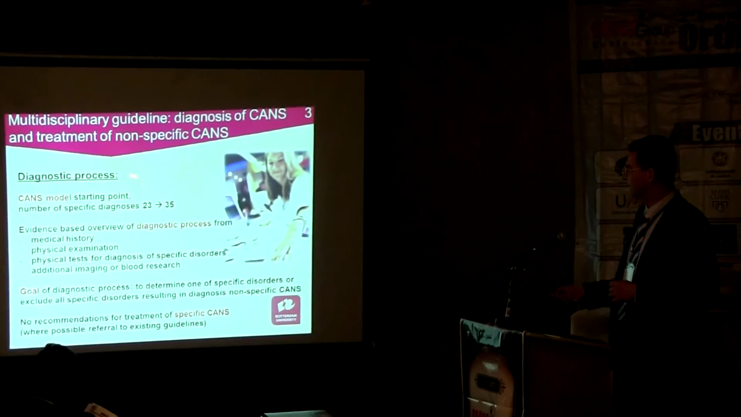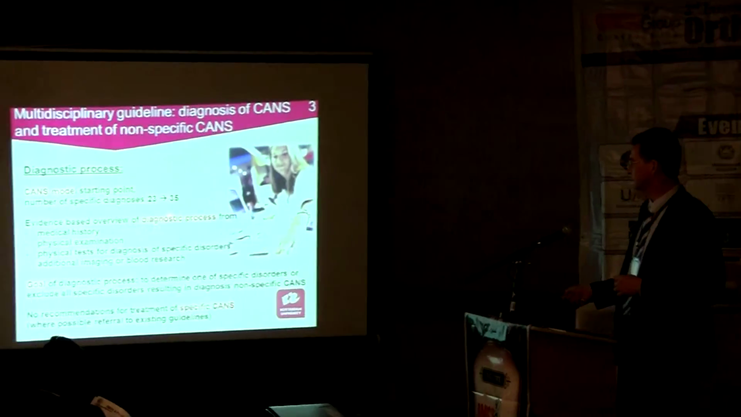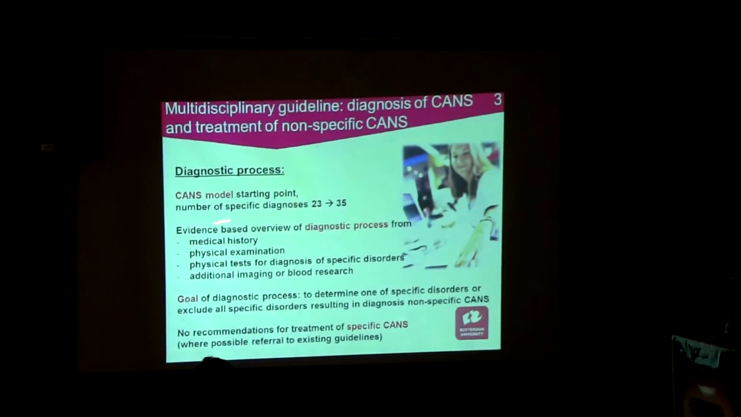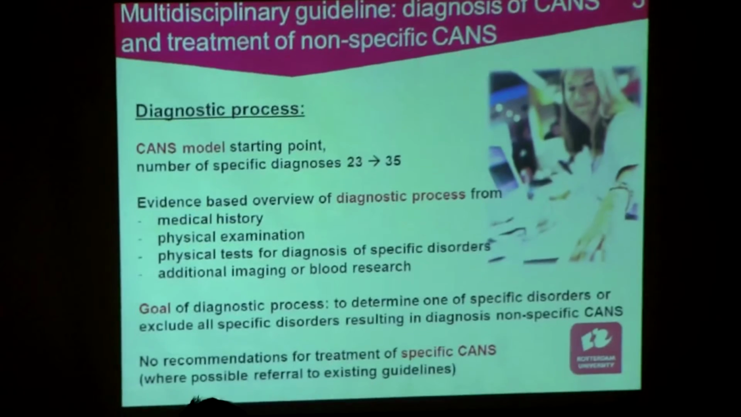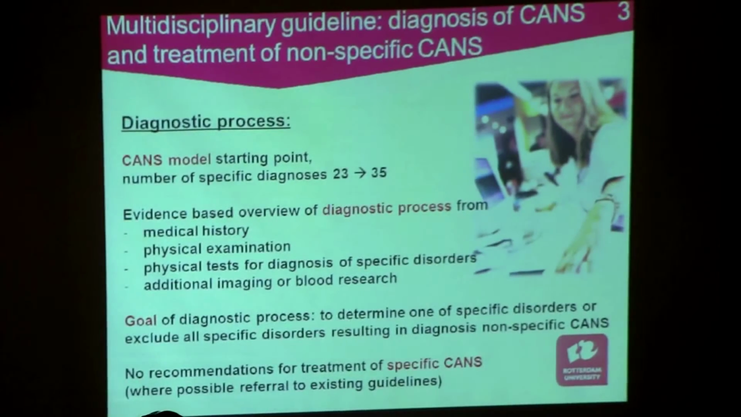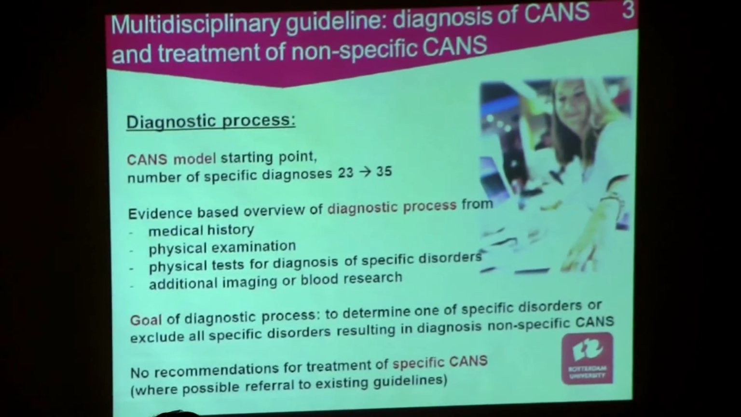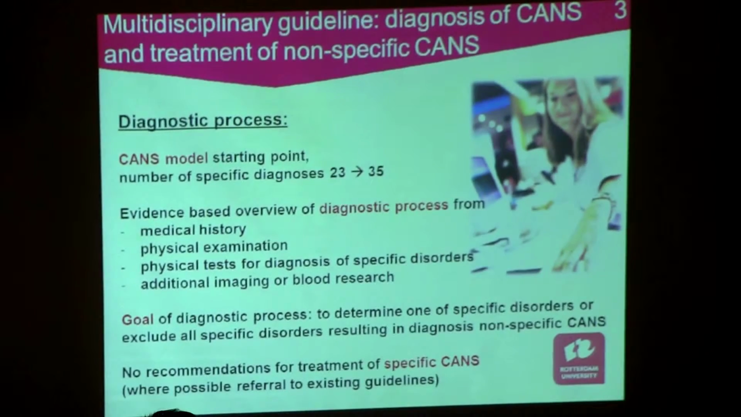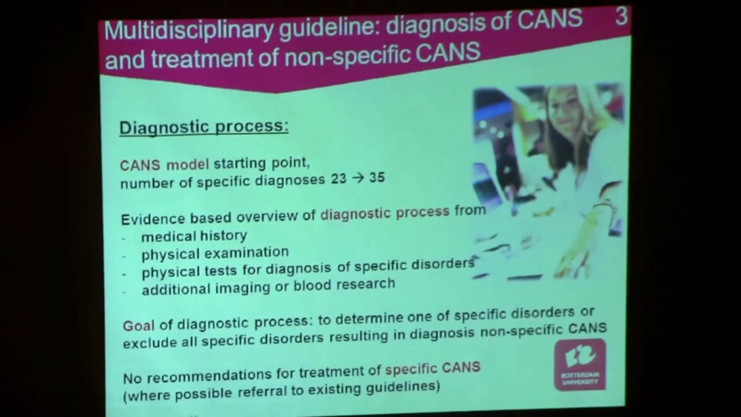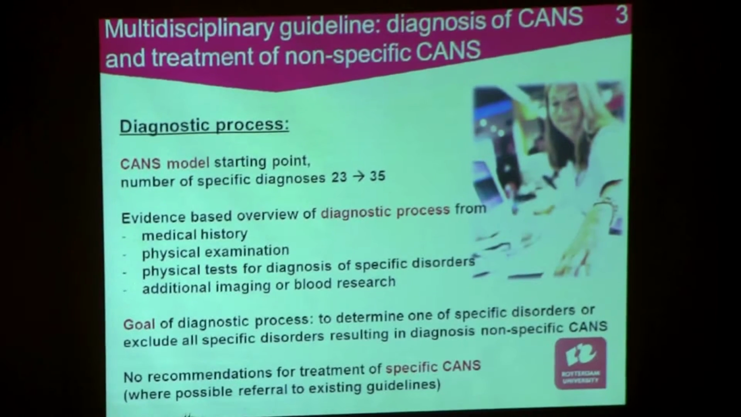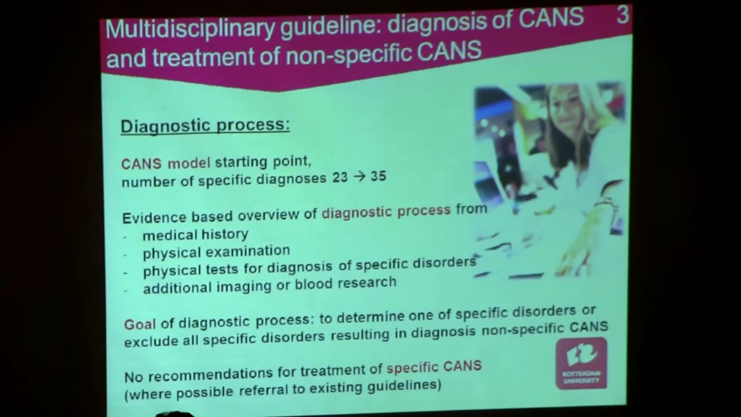So first we looked at the diagnostic process, one of the key questions. Well, we used the CANS model as a starting point, I told you about, and then we gave an evidence-based overview of the diagnostic process from medical history, physical examination, the physical tests that are useful for diagnosis of these specific disorders, and additional imaging or blood research. And the goal of this diagnostic process is to determine one of the specific disorders or to exclude all specific disorders, resulting in the diagnosis of non-specific CANS.